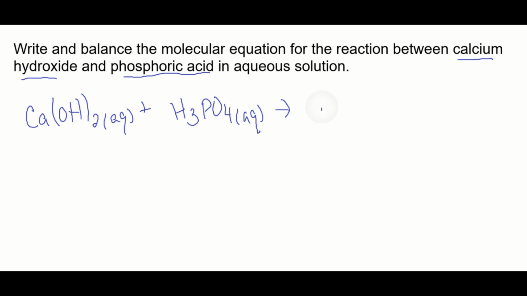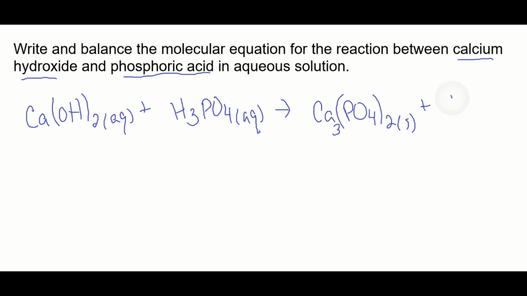So one of the products, calcium, is going to be with phosphate. And phosphate, again, has a 3 negative charge and calcium has a 2 positive charge. We're going to need a 2 phosphate to 3 calcium ion ratio. Now, calcium phosphate is not soluble. If you check your solubility rules, phosphates are generally insoluble. That's going to be a precipitate. So this is also a precipitation reaction.